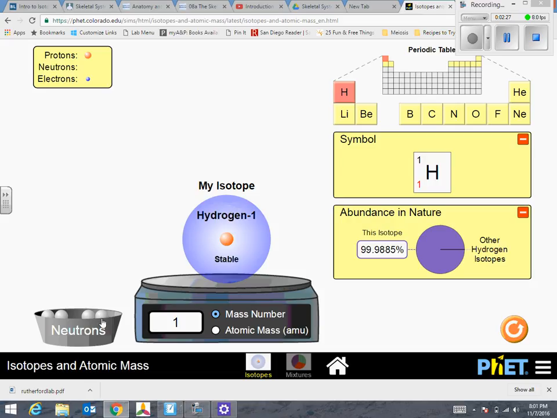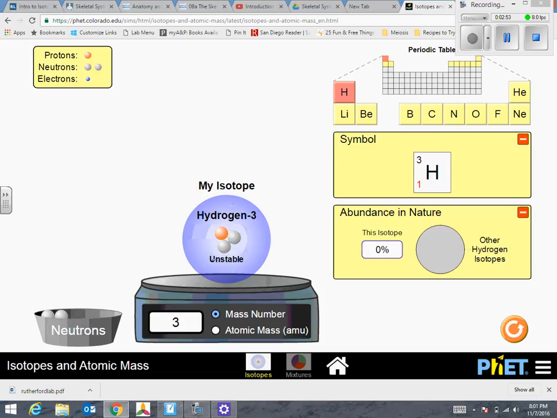Now, if I add a neutron, am I going to change the type of atom? No, because it still has one proton. But now I've made hydrogen 2. Notice this number after the name hydrogen, that's its mass number. So I now have hydrogen 2. It has a neutron and a proton, which give it a 2 atomic mass unit, and it has one electron still floating around. I can add another neutron.